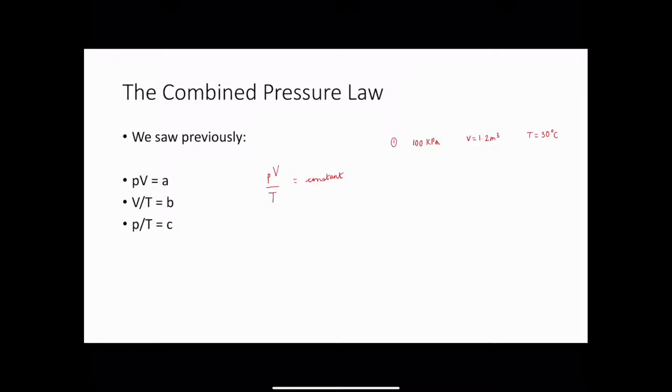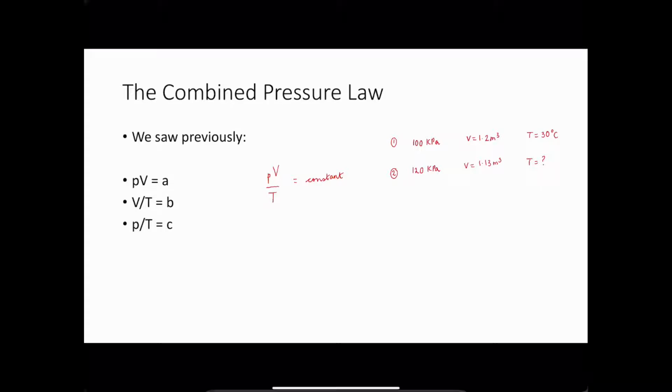Let's say that after some time has elapsed, we find out that our pressure has increased to 120 kilopascals, but the volume has decreased to 1.13. And we want to figure out what our new temperature would be in this instance. So we can use our combined pressure law to figure out what that constant might need to be. Let's put those numbers in and see what we can do.